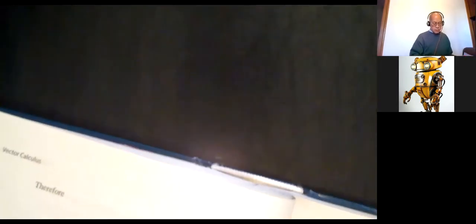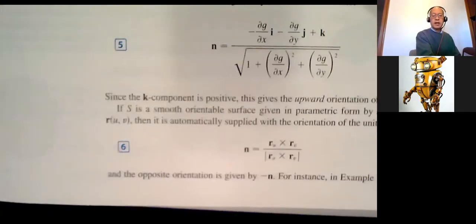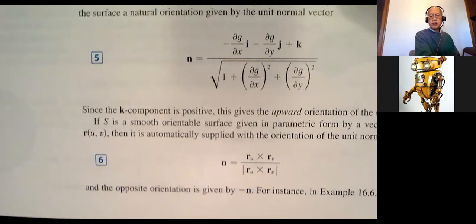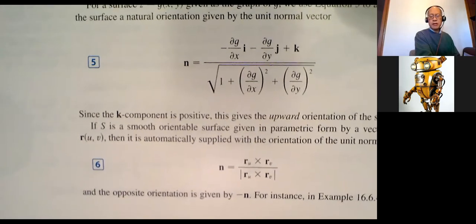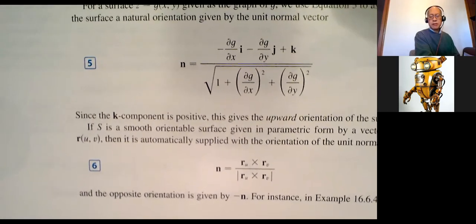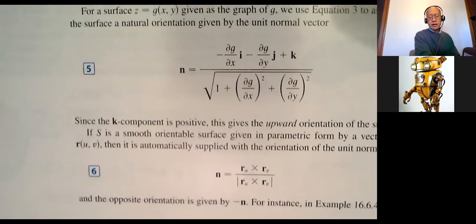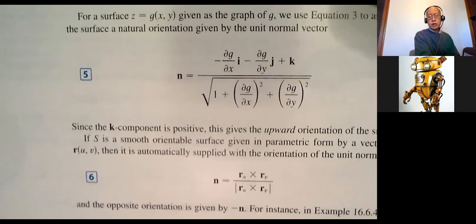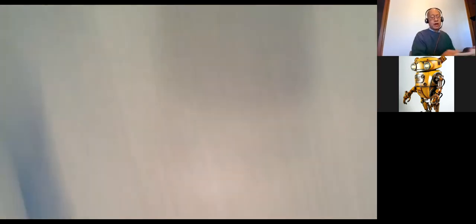Number 6, you might want n, the unit normal vector, r_u cross r_v divided by its magnitude. But in some sense, we did that already. We can find a normal vector by just doing a cross product. If you want a unit normal vector, take it divided by its magnitude.